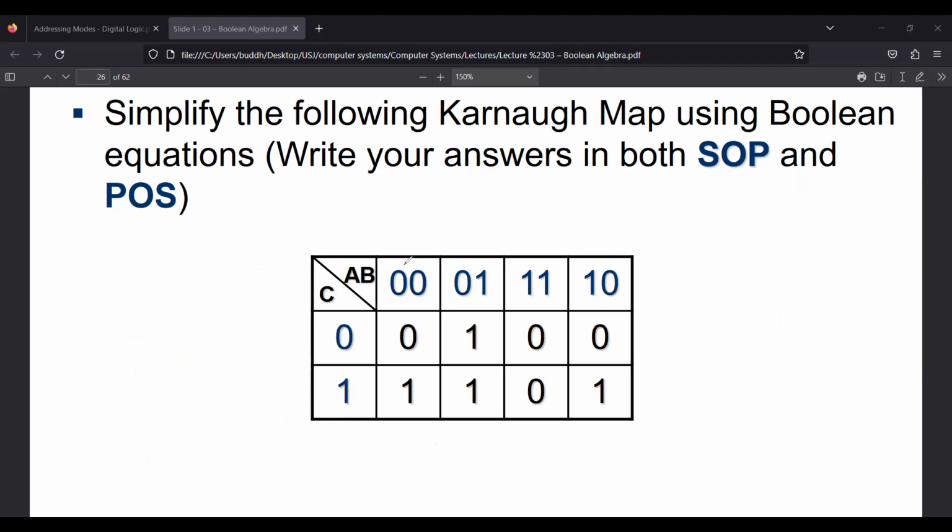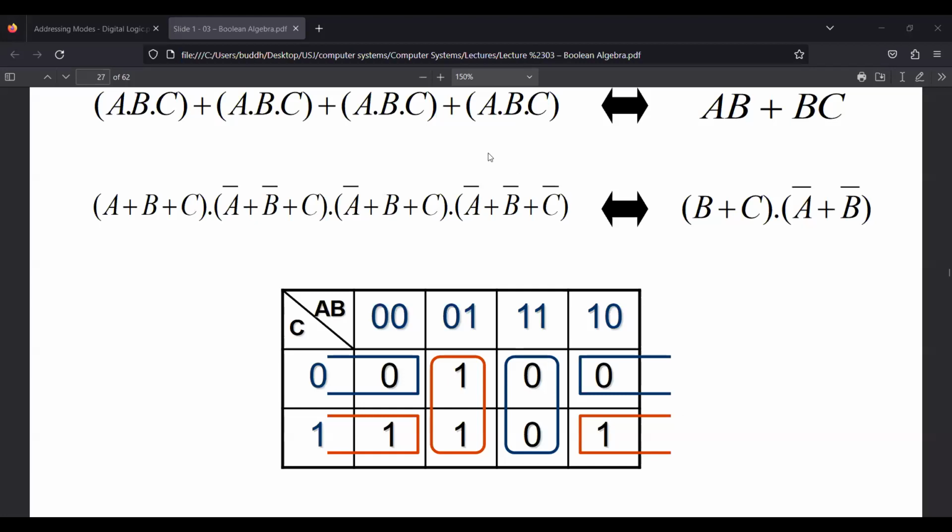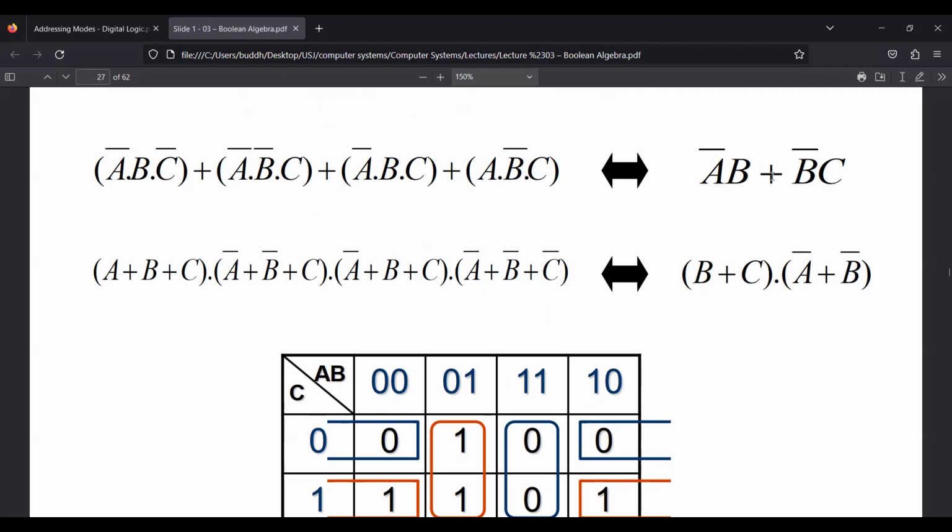So I think you got the answer. Check. Right. So this is the answer. Right. A bar B, B bar C.